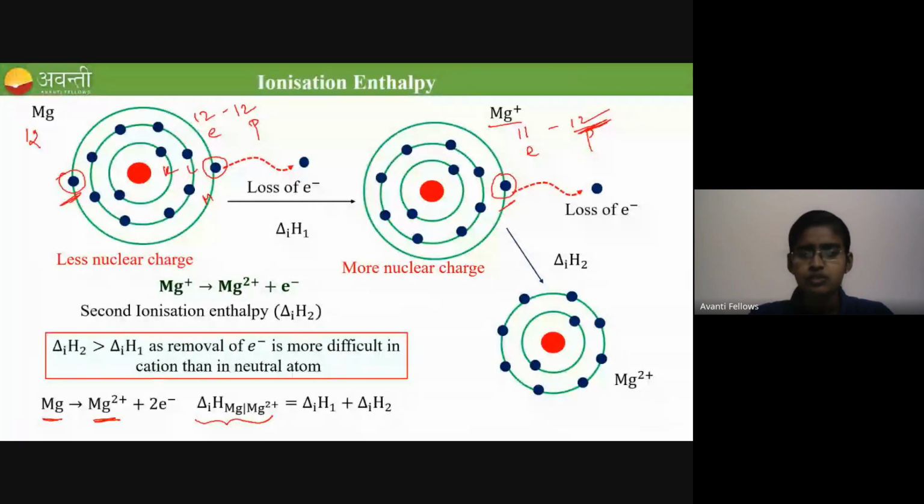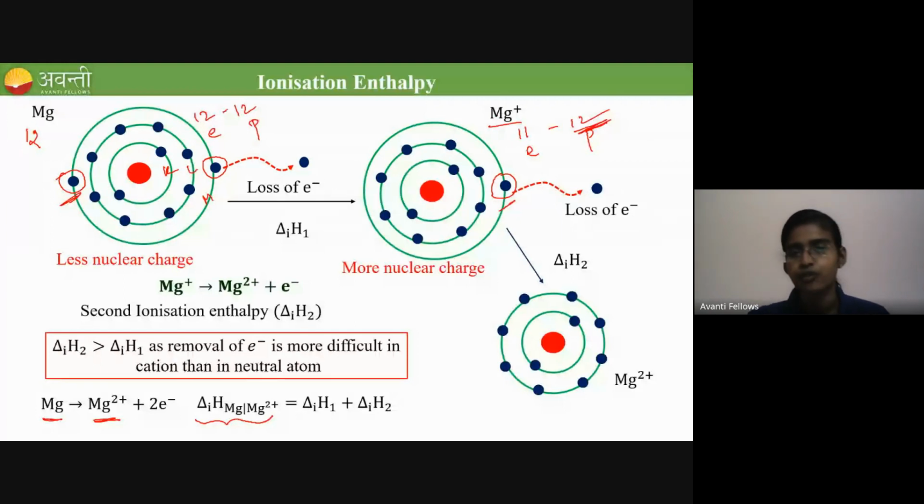If you are asked to find out the change in ionization enthalpy value for a given particular atom, what you have to do? Just add the two values and give the answer. You have to get the positive value only, because ionization energy is always positive. Okay. Now let's see the trend of ionization energy.